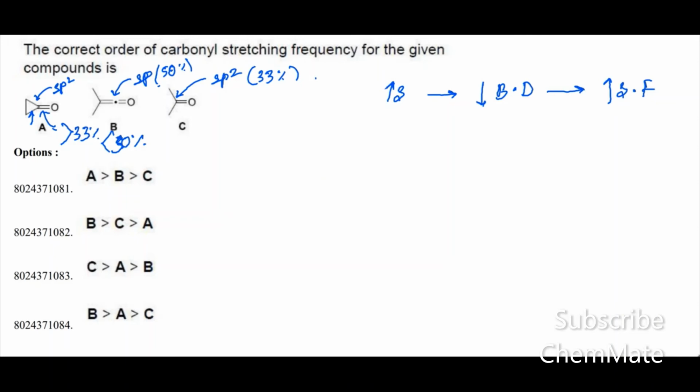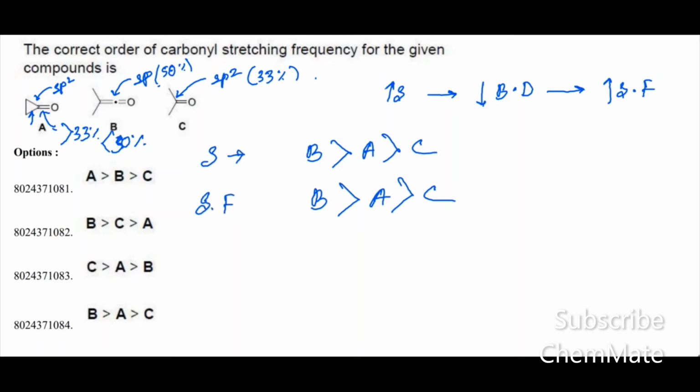So the s character order for A, B and C is B greater than A greater than C. So the stretching frequency order will be B greater than A greater than C. This is the s character order and this is the stretching frequency order. So the answer B greater than A greater than C is the correct answer. So guys, if you have any doubt regarding this video, please let me know in the comment box.